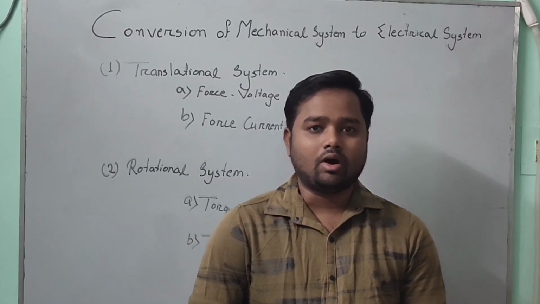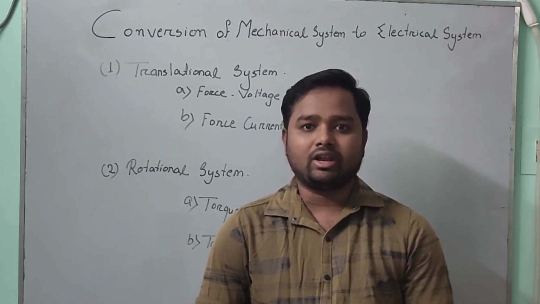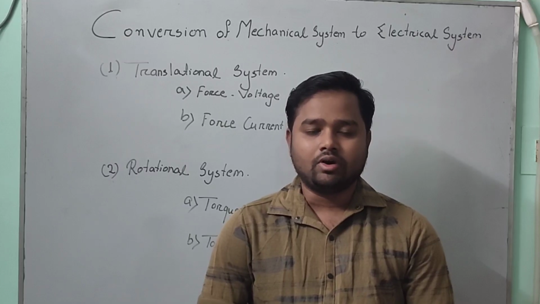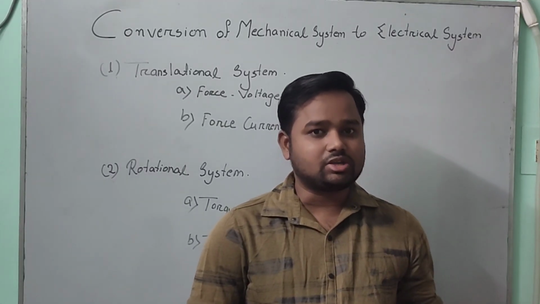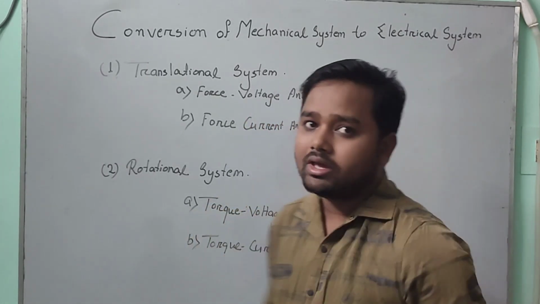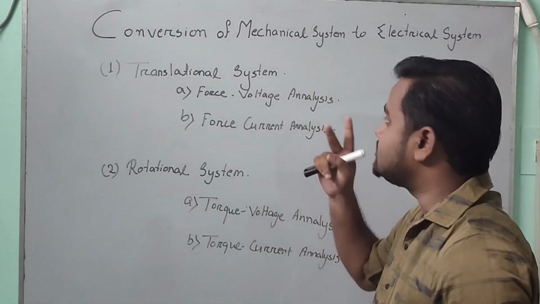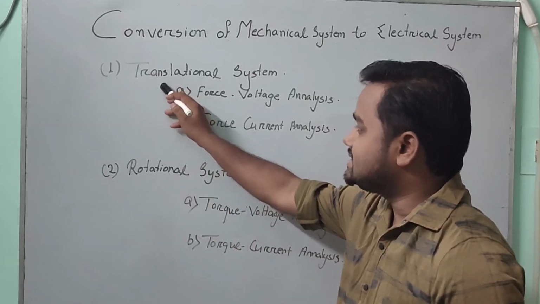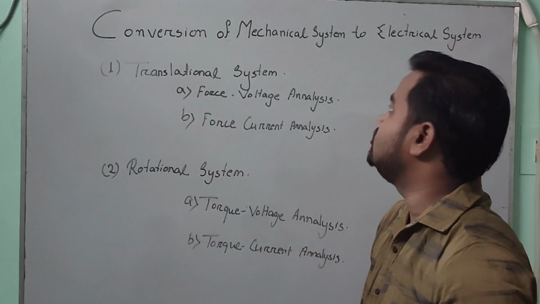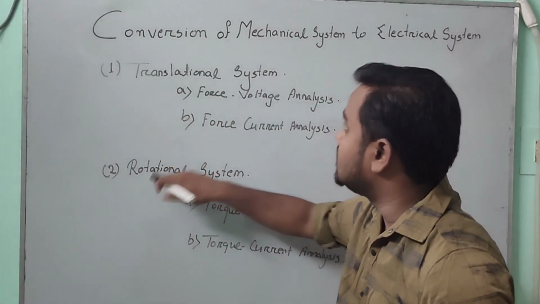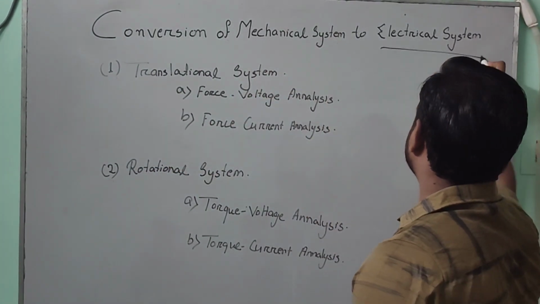In the last video, I taught you the mechanical model of control system. In this video, I am going to study the conversion of mechanical system into electrical system. In the last class we studied there are two types of mechanical system: one is translational system, another is rotational system. In this class, I will tell you about the conversion of these two systems into electrical systems.